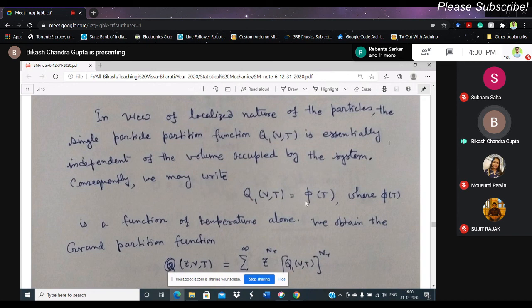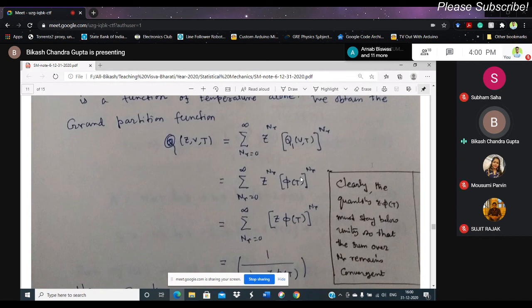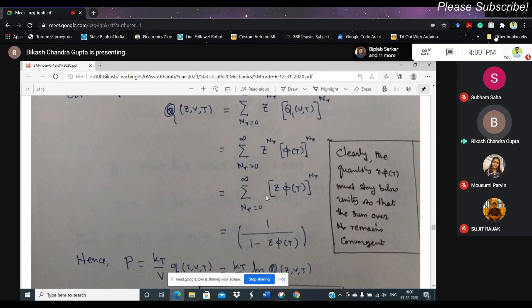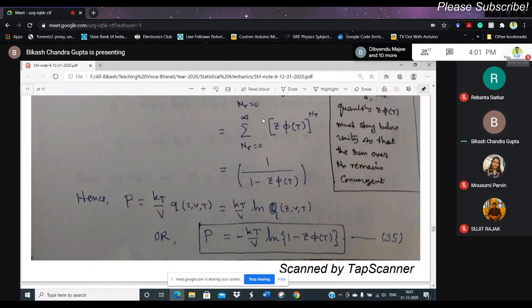Okay? And then, of course, the grand partition function, you have the expression for that in terms of fugacity and single particle canonical partition function, and you can write it here. Combine them together, and then it is (z phi(T)) to the power N, where N is running from 0 to infinity. Assuming that this converges, this has to be less than 1, because physically it has to converge, and therefore it can be written as 1 by 1 minus z phi(T).